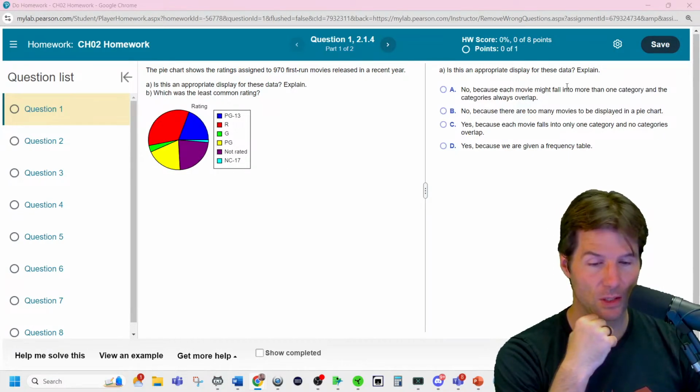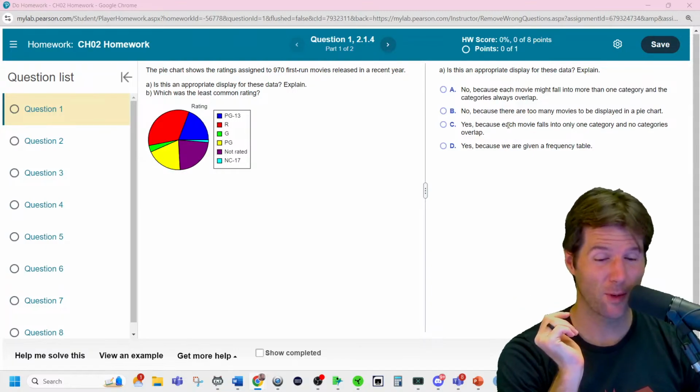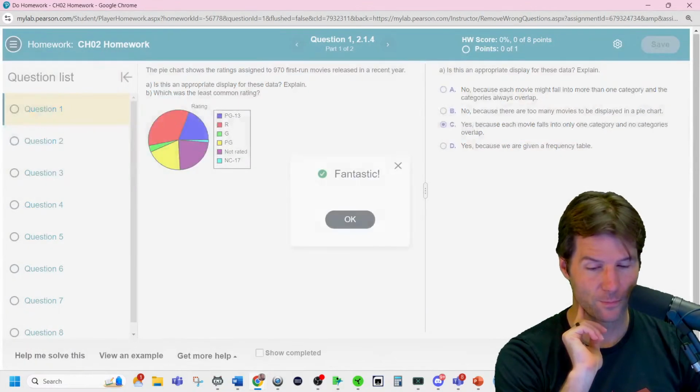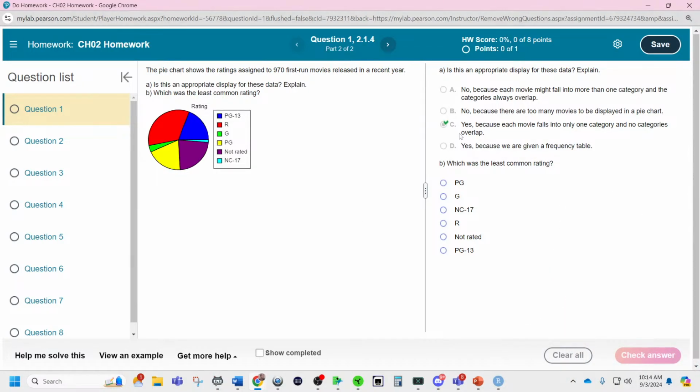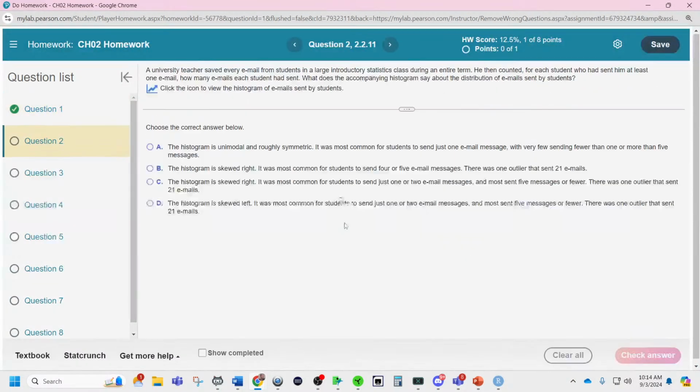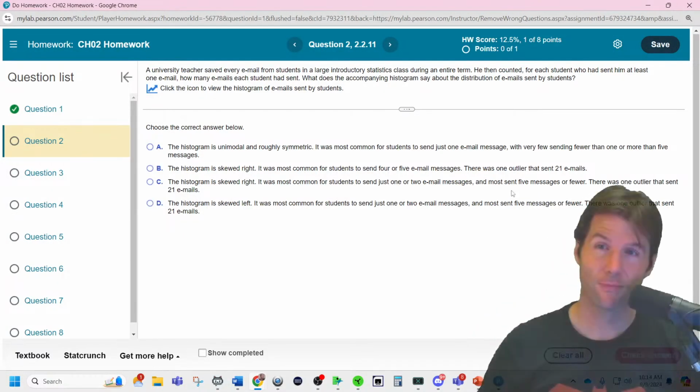So it says, is this an appropriate way? Yeah, because each one, you can put each movie into a kind of a main primary category. Yeah, sure. It's fine. Next, we have, what is the least common rating? It's that little blue sliver right there, NC17, least common rating. And that's it. That's the first question.